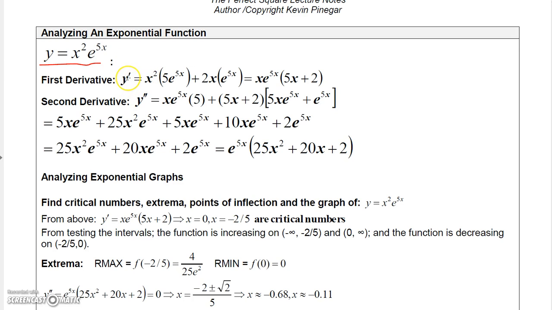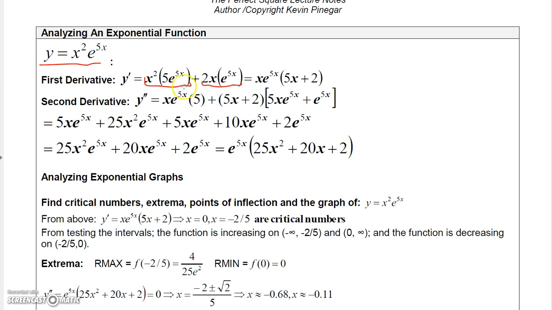So to get the first derivative, I'm actually going to use the product rule. So I'm going to take x squared times the derivative of e to the 5x. Now the derivative of e to the 5x is actually e to the 5x times 5, because 5 is the derivative of 5x. So there's your first term in the product rule. Then the second term, I'm going to take the derivative of x squared, which is 2x, and then multiply it by this function, e to the 5x. Okay, so those are my two terms.